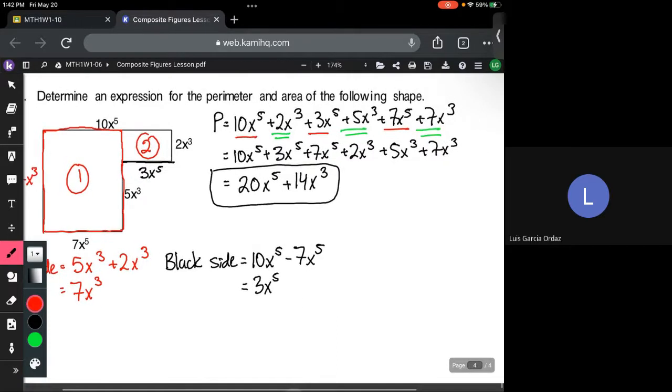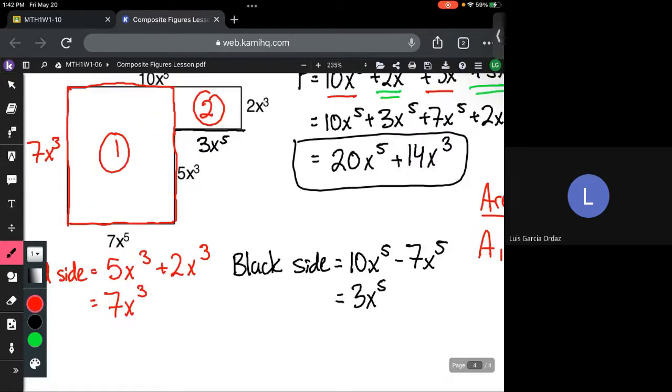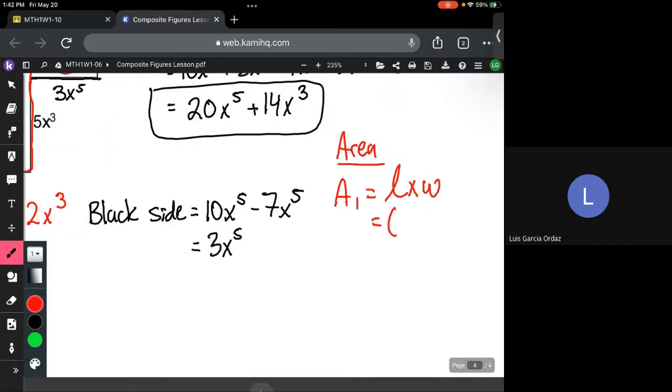So now I'm going to find the area. Area of shape 1 is going to be the same thing, length times width. What's the length and the width of shape 1? 7x^3 and 7x^5. Yep. So I'm going to have 7x to the power of 3 times 7x to the power of 5.